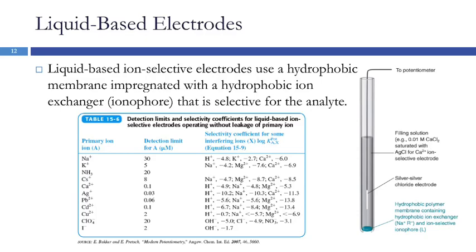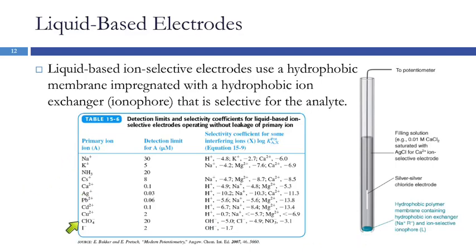Liquid-based ion-selective electrodes use a hydrophobic membrane that's impregnated with a hydrophobic ion exchanger. It's called an ionophore, and that ionophore is selective for the analyte of interest. So here, the overall design of these is very similar. You've got your filling solution, you've got your silver-silver chloride electrode in here. It's all encased in some sort of a protective covering. And then at the bottom here, instead of an ionic crystal, you've got a polymer membrane that has some sort of an ion exchanger in it with an ion-selective ionophore.